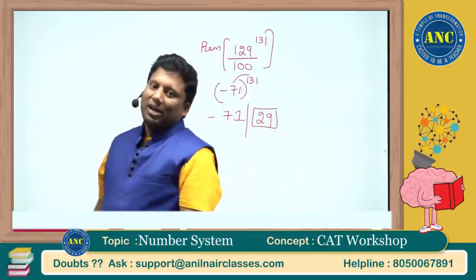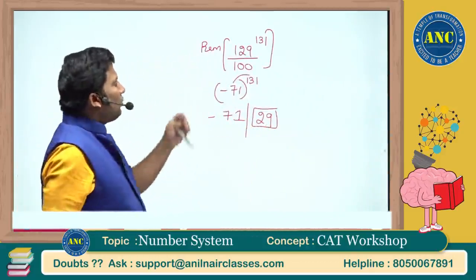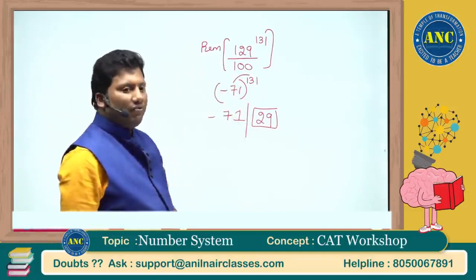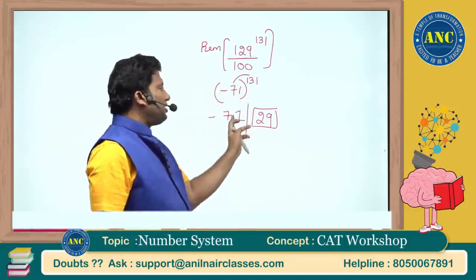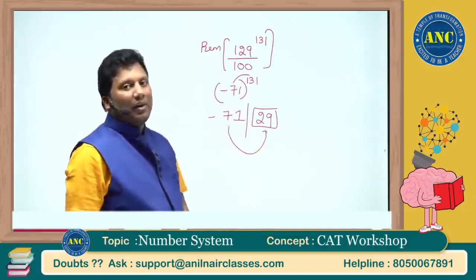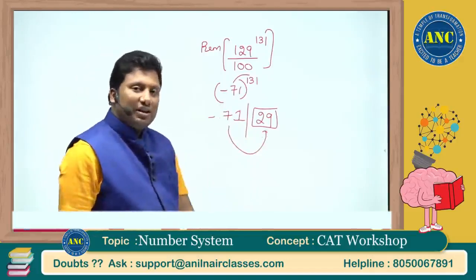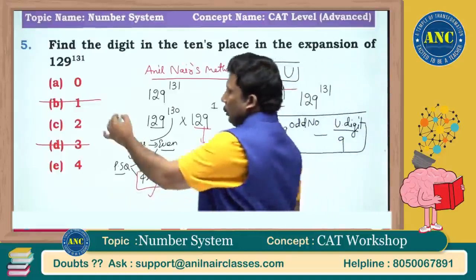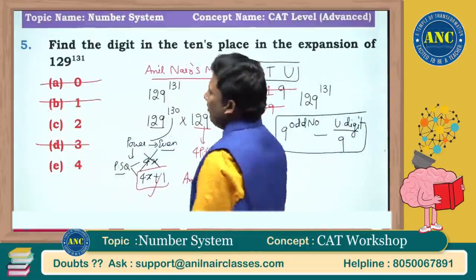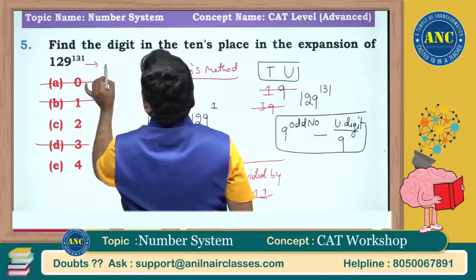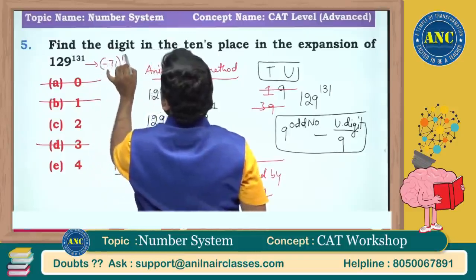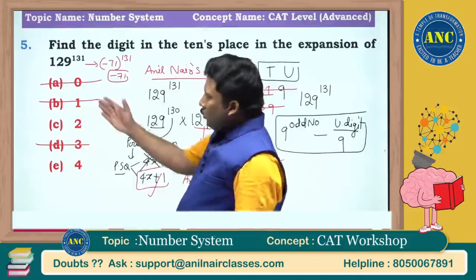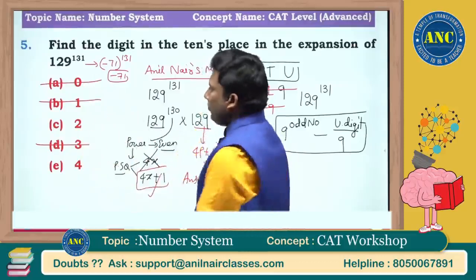The last two digits of a number is the remainder when you divide the number by 100. 129 power 131 divided by 100: 100 twos are 200, minus 71 power 131. Minus power odd is minus. 7 ones are 7, minus 71. Whenever you get a negative remainder, the positive remainder is 100 minus 71, which is 29. So therefore, here you will not get 09. You can do it very easily, sir. 129 is directly minus 71 power 131. Minus 7 I got. 100 minus 71 is 29. So you will not get 0 and you will not get 4.